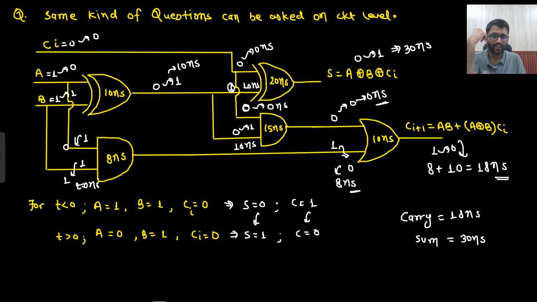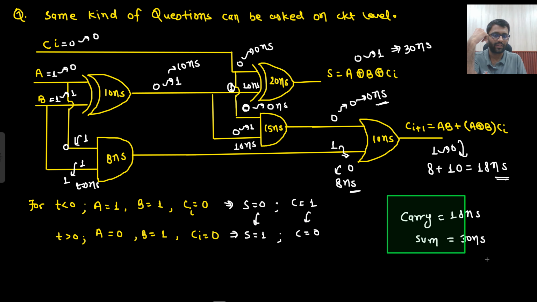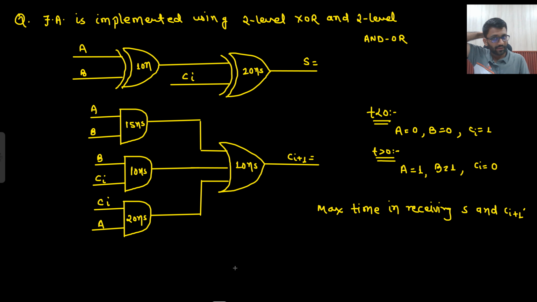And I am pretty hopeful these kinds of questions are coming in your examination very, very soon. Let's see this question. So now the full adder is implemented using 2-level XOR and 2-level AND OR gate. Okay. For t less than 0, A is equal to 0. This you need to solve on your own. B is equal to 0 and Ci is equal to 1. So 0, 0, 0, 1, 1, 0.